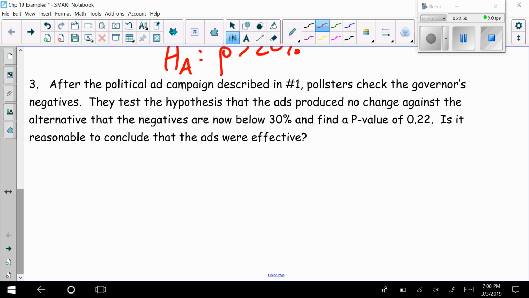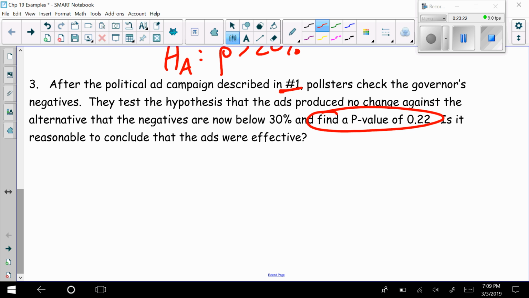Okay, now that you've had a chance for that, I'll read it out here. So after the political ad campaign described in number 1, okay, we talked about number 1 before, the pollsters check the governor's negatives. They test the hypothesis that the ads produce no change against their alternative, that the negatives are now below 30%. So they used our test that we used before, okay, and they find this p-value. Is it reasonable to conclude that the ads were effective?